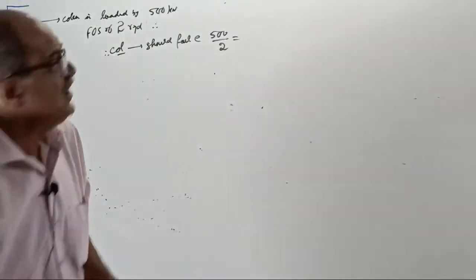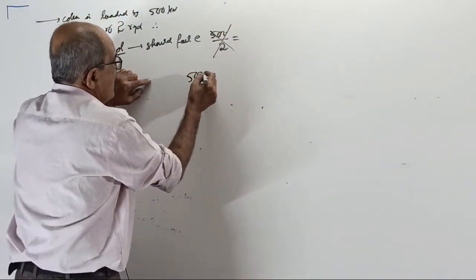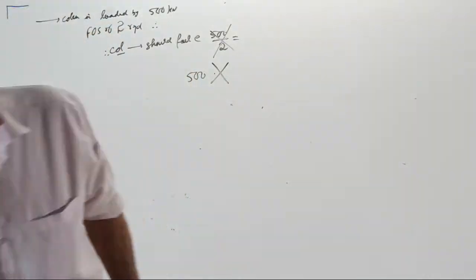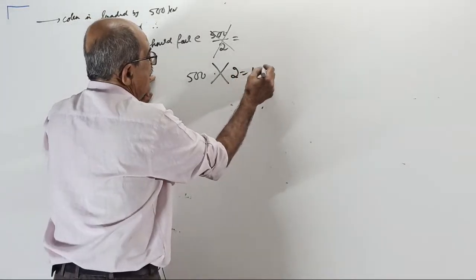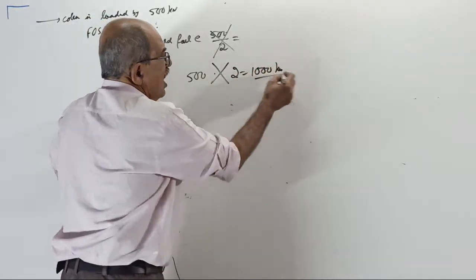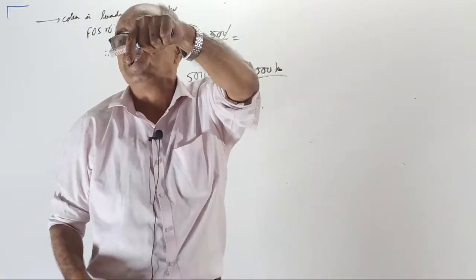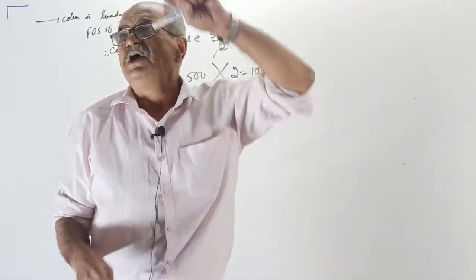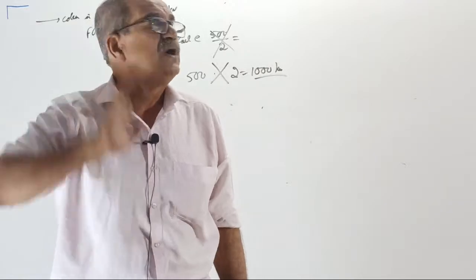It is not 500 divided by 2. It is what? 500 multiplied by 2 equals 1000 kilonewton. Because the column is already loaded by 500 kilonewton. Then you do not want the column to fail at that load. You should have a strength so that it will fail at 1000 kilonewton.